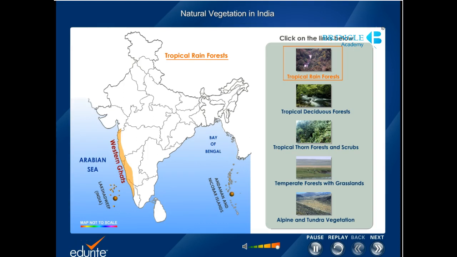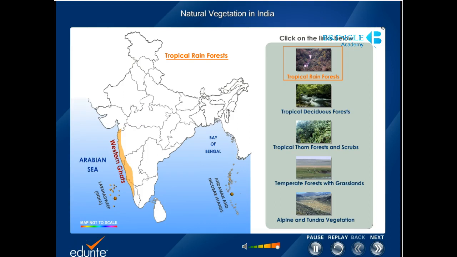The climatic conditions for these forests to flourish are: temperature should be around 25 degrees to 27 degrees Celsius. Rainfall should be above 200 centimeters annually and the humidity should exceed 77%. The climate should be warm and wet throughout the year.